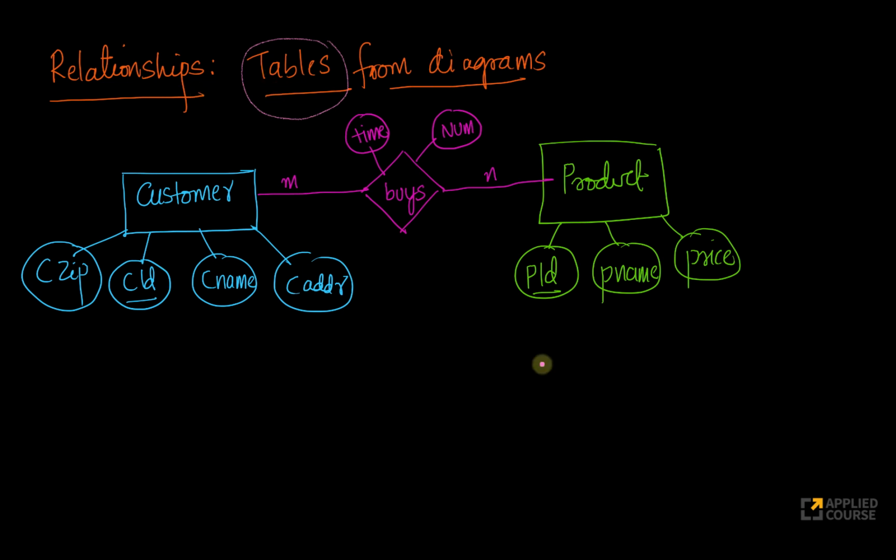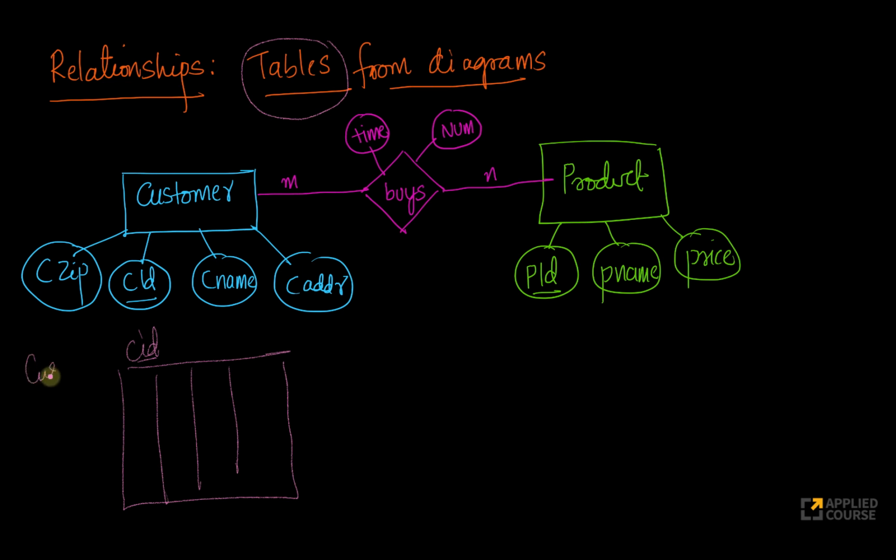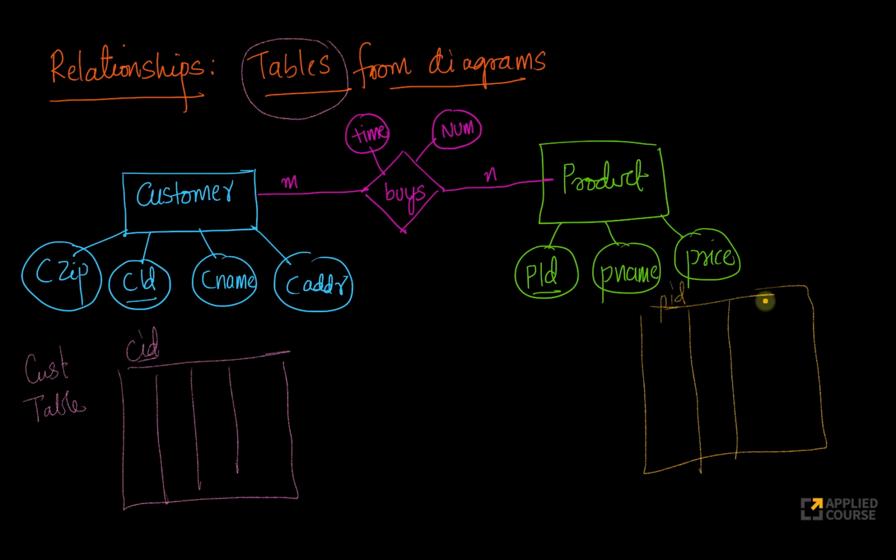Suppose I want to represent this information in a table. I'll have one table corresponding to customers, with CID as the key. This is my customer table. Let me write it here. This is my customer table. Very good. I'll have a table corresponding to my products. Very simple. I'll have a table here for my products, and this will have things like product ID. Product ID is a key here, all of these things. So this is my product table.